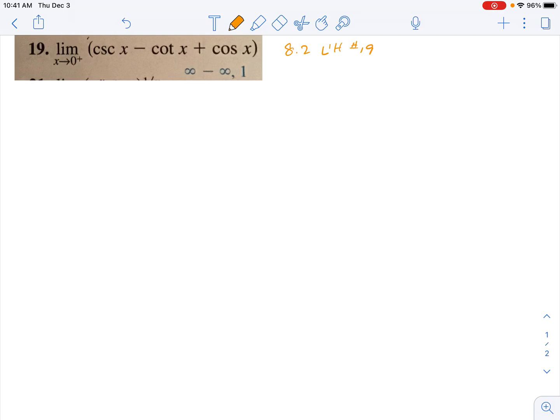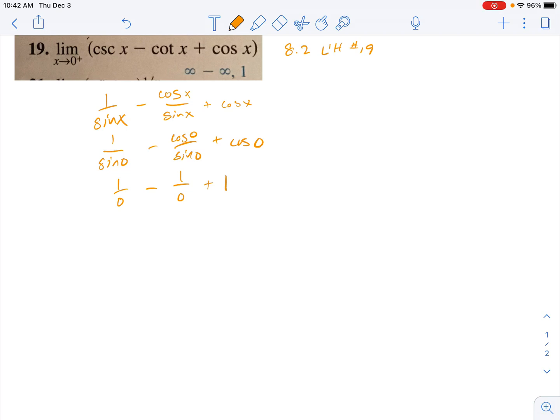So the cosecant, of course, is 1 over sine of x. Cotangent is cosine x over sine of x. And cosine, of course, is just cosine of x. And so if we go to 0 from the right, that's 1 over the sine of 0 minus the cosine of 0 over the sine of 0 plus the cosine of 0. The sine of 0 is, of course, 0, so that's 1 over 0 minus 1 over 0 plus 1.